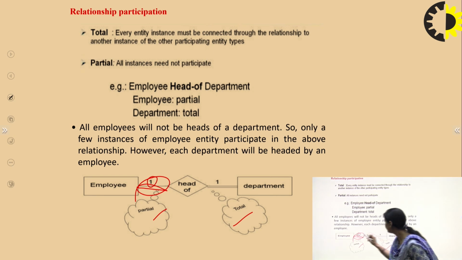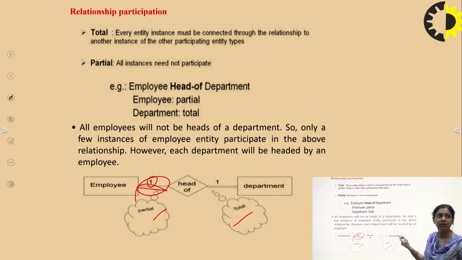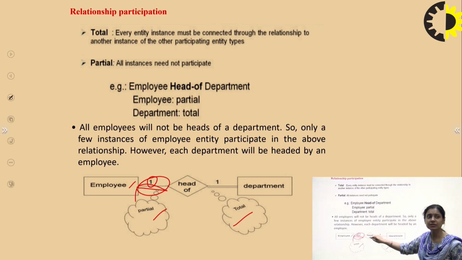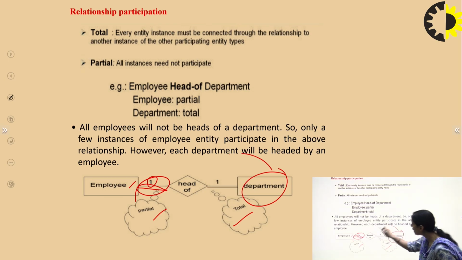One employee will be the head of one department. So not all employees are participating in this head of, but one or some of the employees. That is why it is a partial relationship. On the other hand, every department will be headed by some employee. Every department will be headed by an employee. That is why it is a total participation. So we'll have two lines over here. That is total participation.